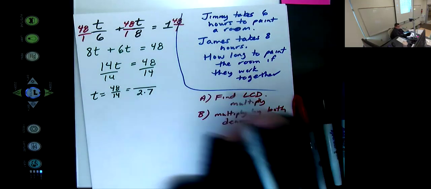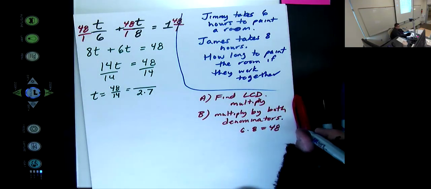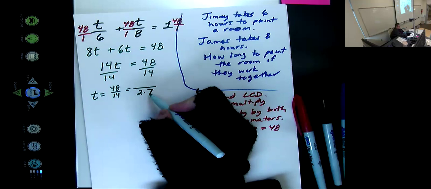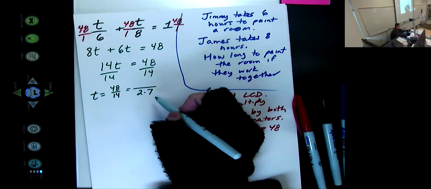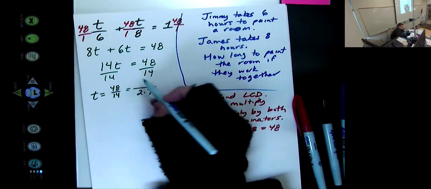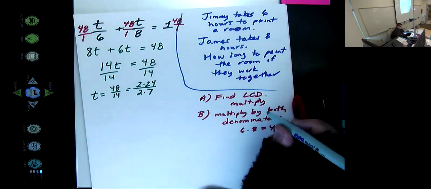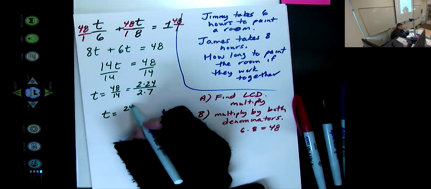The bottom is 2 times 7, and I'm going to use that to help me guide the top. 48 is only going to simplify if it's divisible by 2 or 7. Can we divide 48 by 7 evenly? No. If you go through the multiples, you've got 7, 14, 21, 28, 35, 42, 49. We skip it. It is divisible by 2, though. 48 is 2 times 24, so the 2s cancel, and we get 24 over 7.